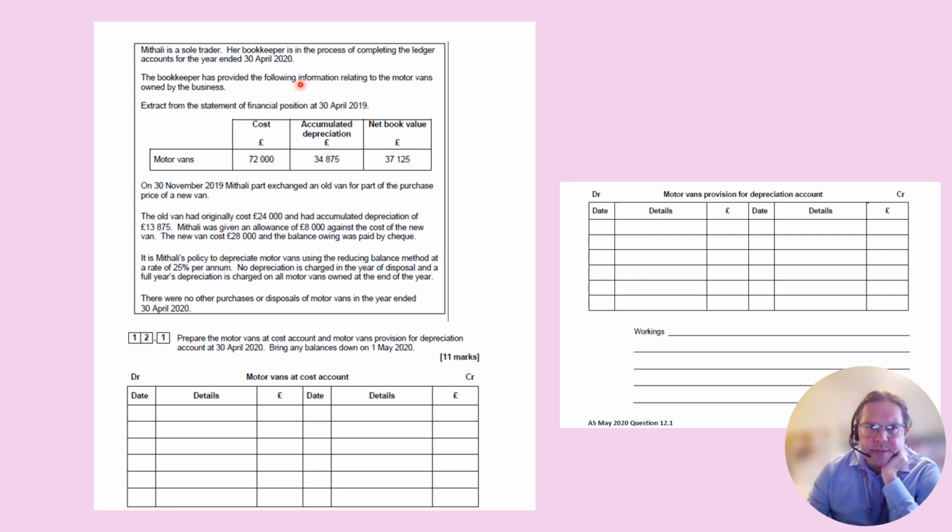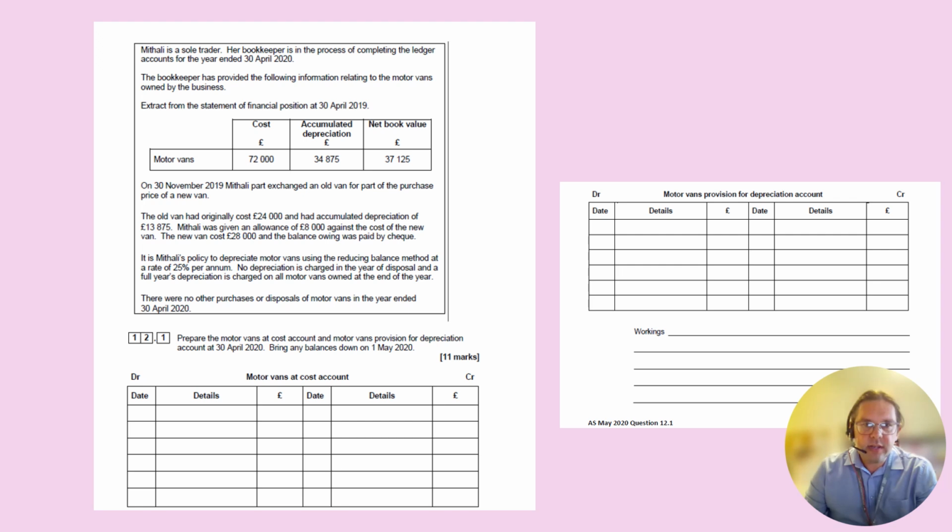So we've got a sole trader with the following information. They've got the extract of the motor vans that they own. They have a cost value of £72,000, which would be a debit. They have accumulated depreciation of £34,875, which is a credit. Net book value of £37,125. The net book value is not a T account. Sometimes students don't read the question properly and start putting the net book value in the accounts. That is obviously not the way to go.